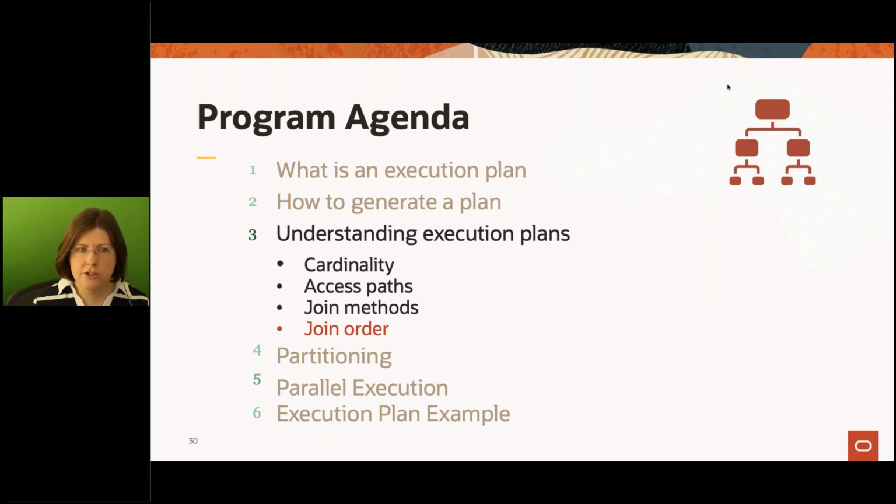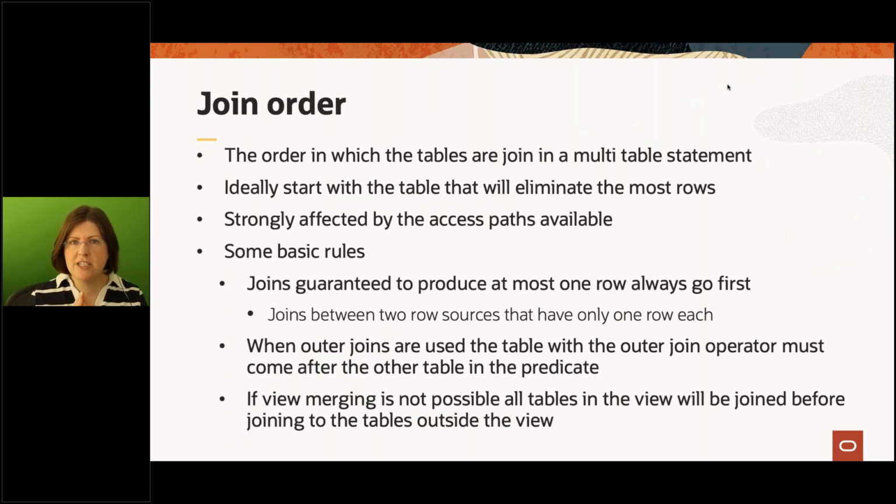So the join order, of course, is the order in which the tables are joined together in a multi-table statement. In other words, if I'm joining table A to B to C, we need to figure out what's the most efficient way to join all of these tables together. And the optimizer has one strong goal when it's trying to define the join order. It's looking to minimize the number of rows or the amount of data it needs to carry around between each of these joins. In other words, it's trying to create a join order that will eliminate as many rows as possible, as fast as possible in our execution plan.